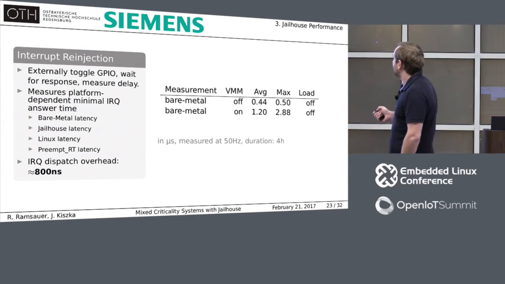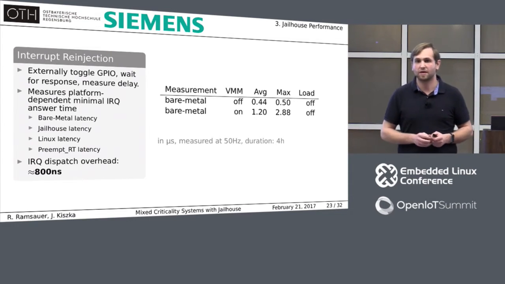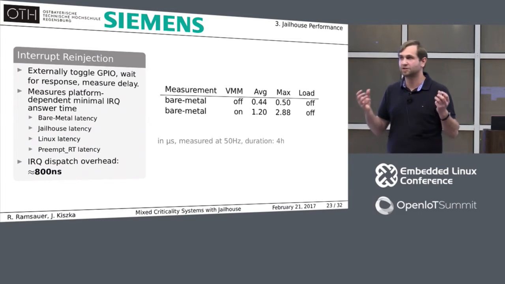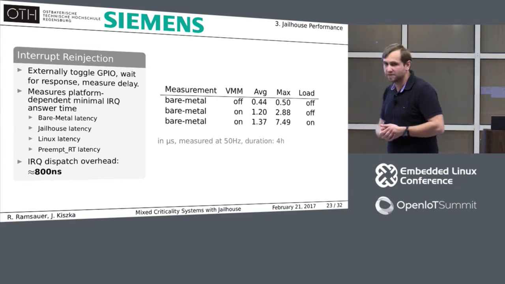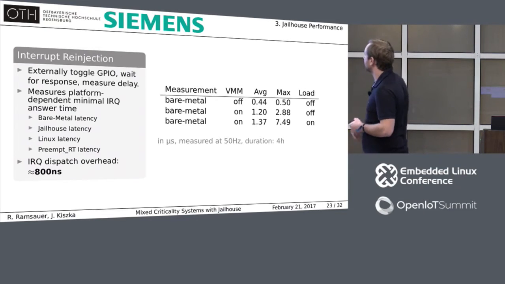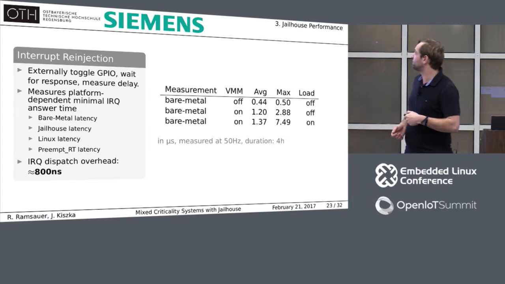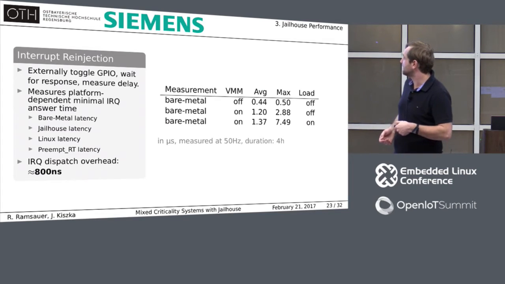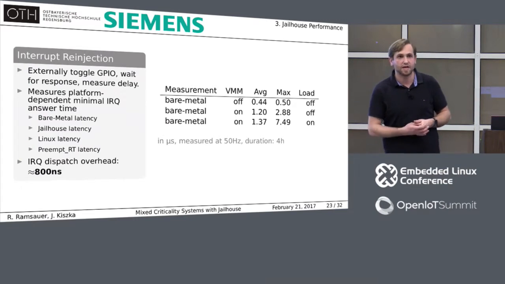Now it gets interesting. What happens if we stress the other CPUs in the uncritical context? Because the system bus of the system is still shared. We get a performance drop. And on average, we drop to about 1.4 microseconds, and to 7.5 microseconds in maximum. So this measurement was done at a frequency of 50 hertz and for 4 hours.